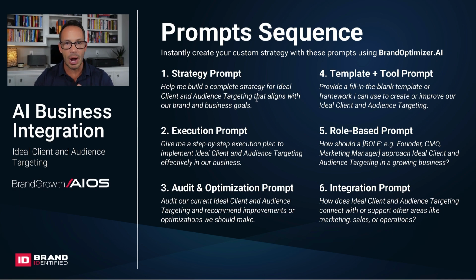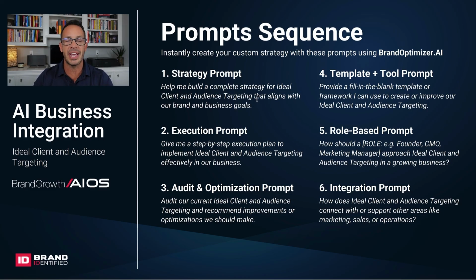Step number 2, or prompt number 2, is execution prompt. This is, give me a step-by-step execution plan to implement ideal client and audience targeting effectively in our business. Prompt number 3 is audit and optimization prompt. This is, audit our current ideal client and audience targeting and recommend improvements or optimizations that we should make.